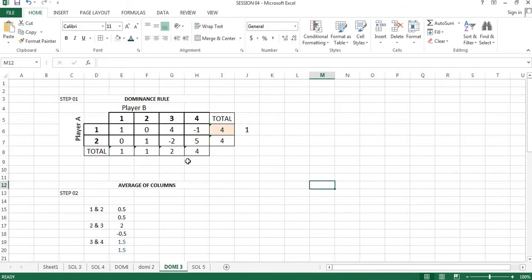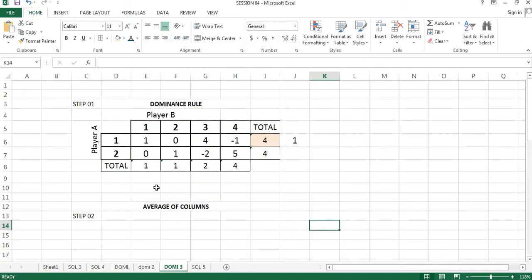Okay, for columns we are going to see the highest total value. That highest total is 4. This is my first selection. Let me compare this with the others. Minus 1 is lesser than 1 and 5 is greater than 0. Minus 1 is lesser than 0 and 5 is greater than 1. Minus 1 is less than 4 and 5 is greater than minus 2.